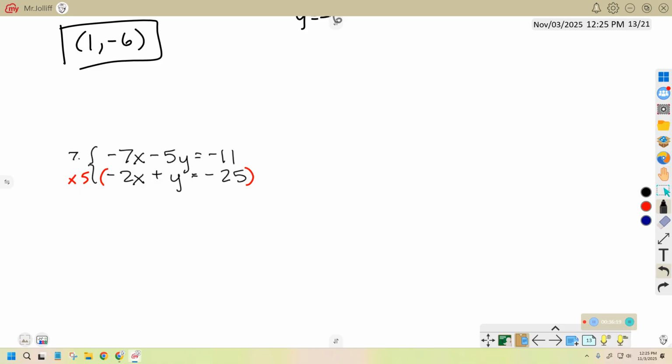So I'm going to rewrite my system. I have negative 7x minus 5y equals negative 11. And then the second equation, everything's times 5. So negative 2 times 5 is negative 10x. And then plus 5y. And then minus 125.